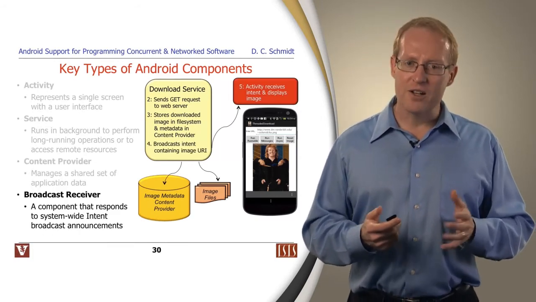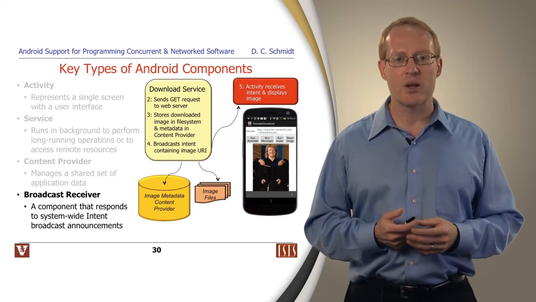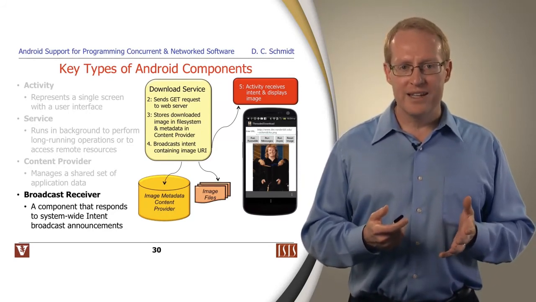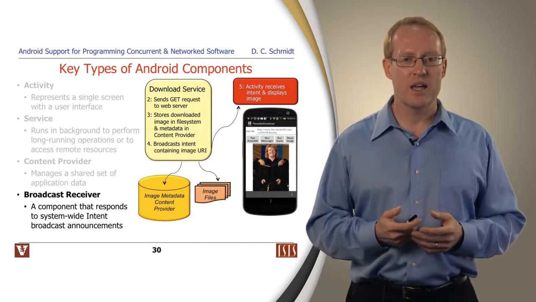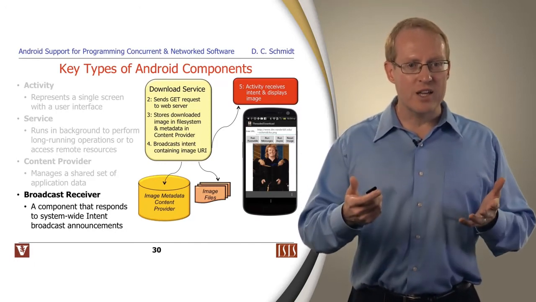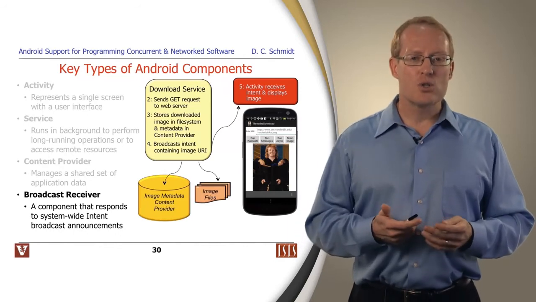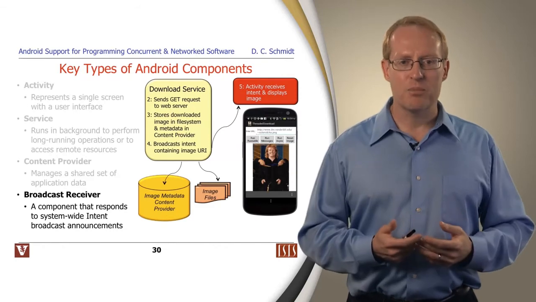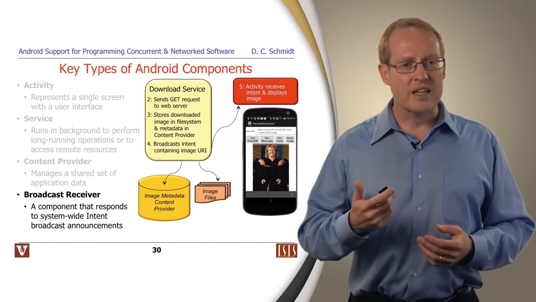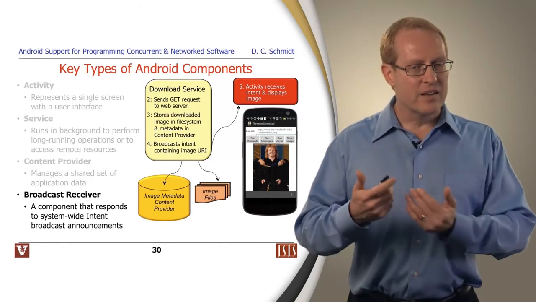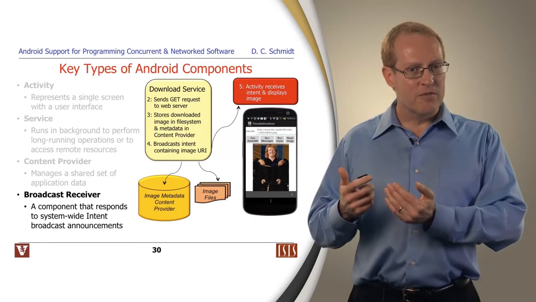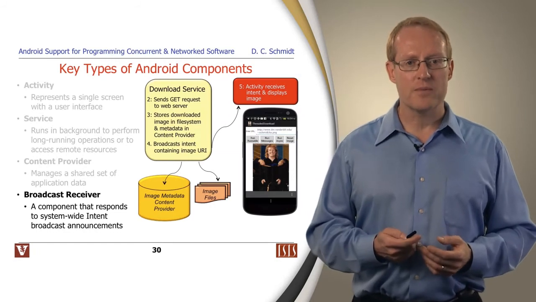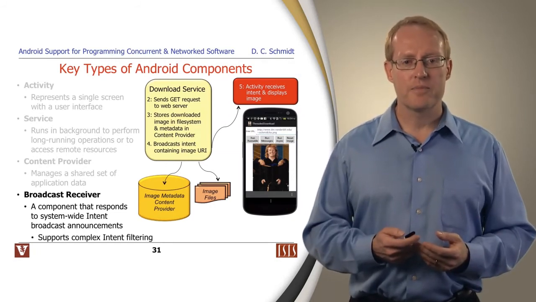The fourth and final common component in Android is something called a broadcast receiver, which is a component that responds to system-wide intent broadcast announcements. For example, we could have our activity register a broadcast receiver, so after the image has been downloaded and stored in the file system and the content provider and the SQLite database, the activity can be notified and the information can then be extracted from the file system and displayed in the activity's user interface so the user can see what the image looks like.